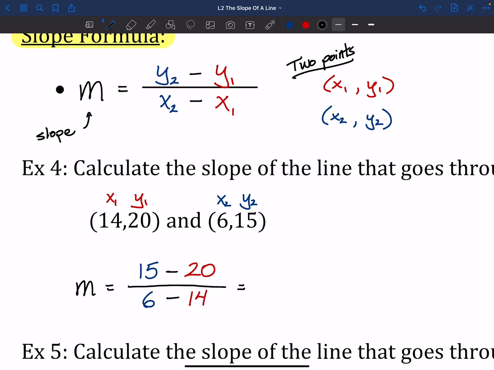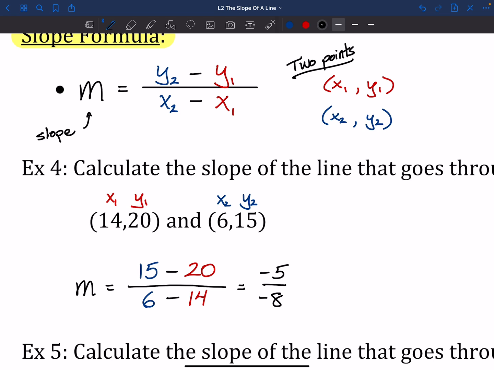All right? After that, it's just a matter of doing a little bit of math, right? So 15 minus 20 is going to give us -5. We're going to have 6 minus 14, which is -8. And if you want to use a calculator with any of these, that's perfectly fine, right? There's nothing wrong with it.